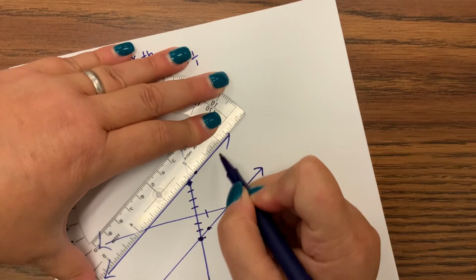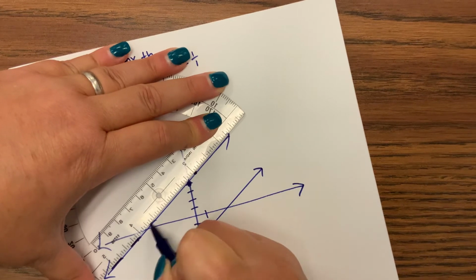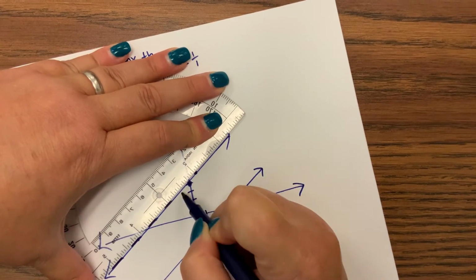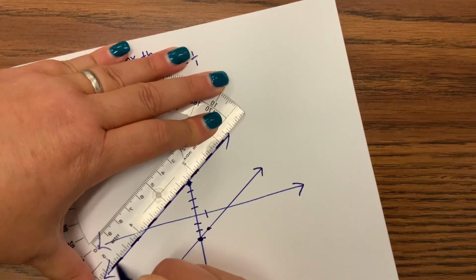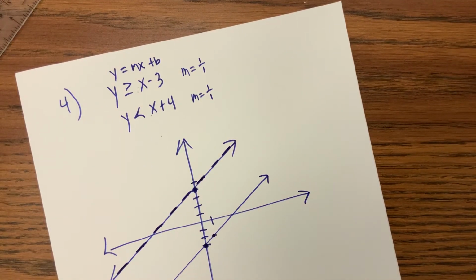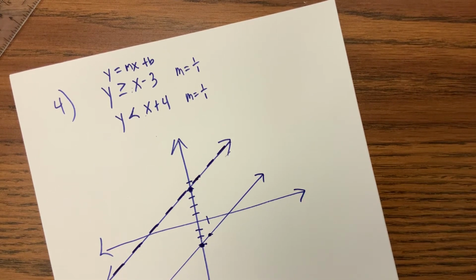So, it's a dashed line. That means the line is not included. So I'm going to try to draw some really dark dashes in there so you can see that it's dashed. Okay, so that's a dashed line. So that means the line is not included in the solution. So now let's do our shading.